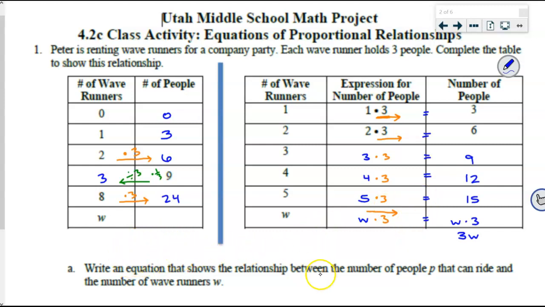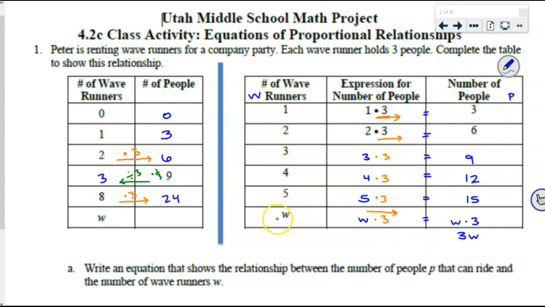That's all that we're doing, taking all the things that we already know and applying that constant of proportionality to write an equation. Part A says write an equation that shows the relationship between the number of people, that's P, that can ride, and the number of wave runners, W. So I'm going to go up here to this column. Remember how this is the number of wave runners? We have the W at the bottom, but I'm also going to give this the label of W. And this column here is the number of people, the variable P. So everything in this column represents W, or the wave runners. Everything in this column represents P, or the number of people.